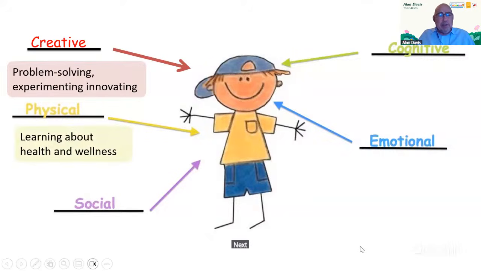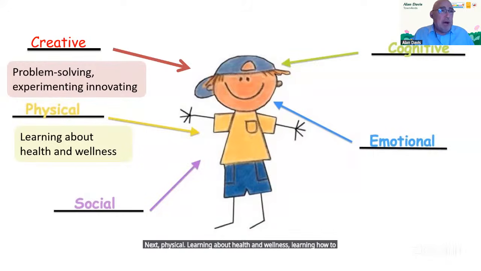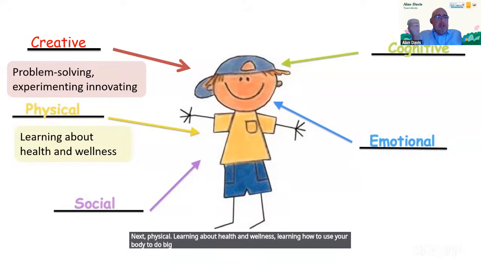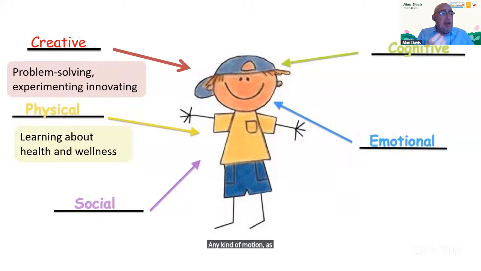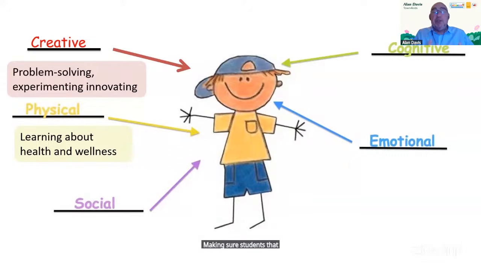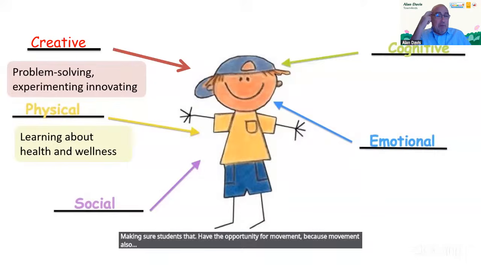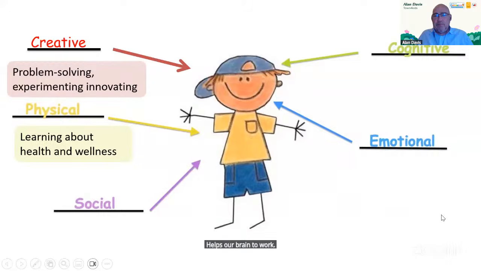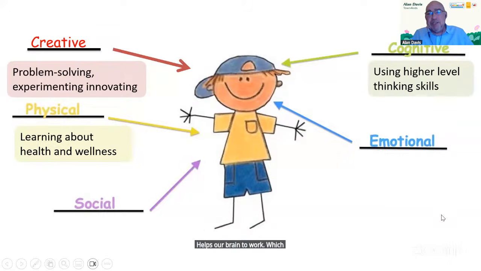Next, physical. Learning about health and wellness. Learning how to use your body to do big motions, small motions, any kind of motion, as well as learning about proper nutrition and how exercise benefits our body and our brain. Making sure students have the opportunity for movement, because movement also helps our brain to work. Which leads us to the brain, the cognitive aspect.